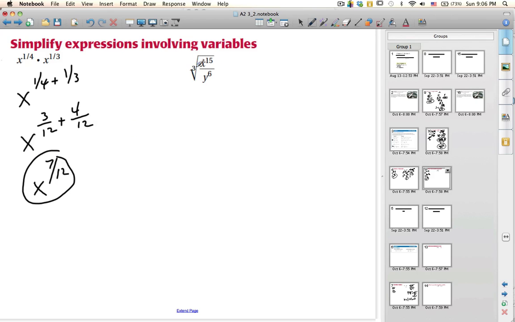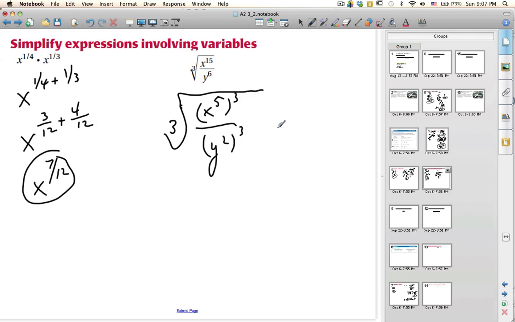Okay, and now I'm looking for items to the 3rd power. So I want to again show you, right? This could be x to the 5th to the 3rd power, because x to the 5th to the 3rd power would be x to the 15th. This could be y squared to the 3rd power, because y squared to the 3rd power would become y to the 6th. So again, when the index of the radical and the exponent of the power match, they cancel each other out, so I just get x to the 5th over y squared.